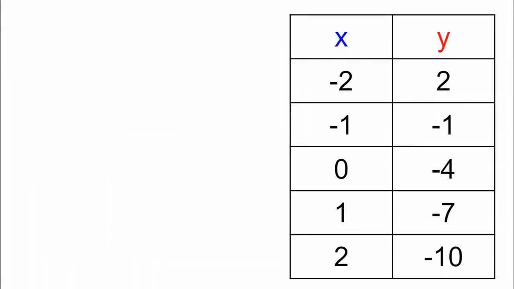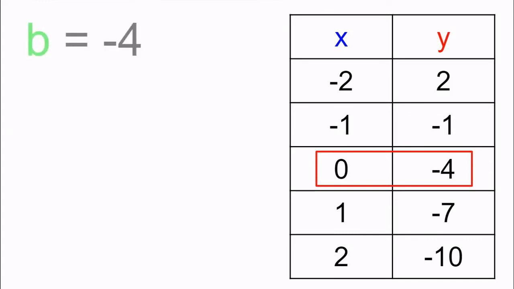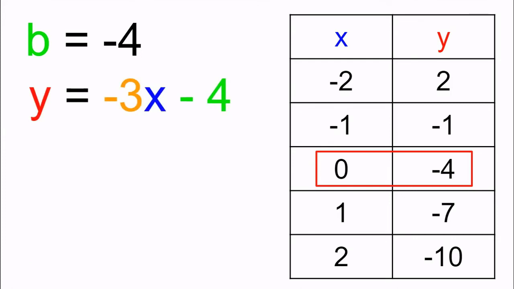Now we need to figure out our y-intercept. And in order for us to do this, we need to find a point where x is 0. So x is 0 right here, 0, -4. So when x is 0, the line is on the y-axis. So that's why this is the y-intercept, -4. So b is equal to -4, the y value when x is equal to 0. Now instead of writing b, we can write -4. So our equation is y equals -3x minus 4.